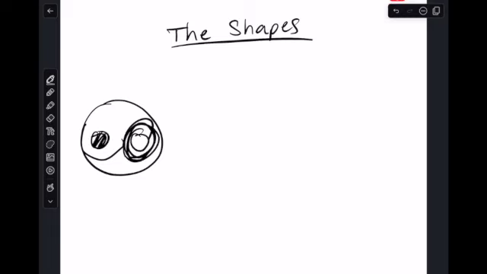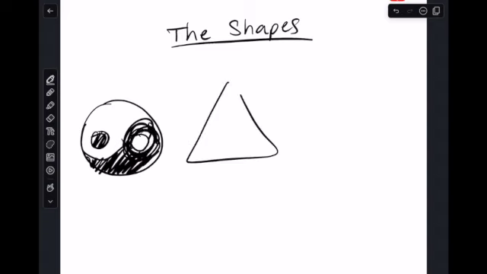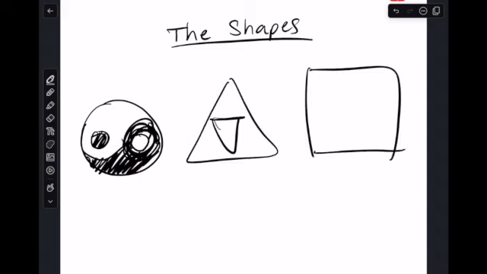And there's a yin yang. This is the foundational shape. This is the most important. Then there's the triangle. And then there's the square.